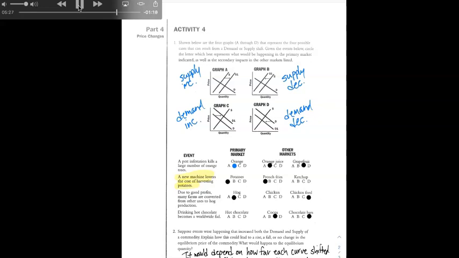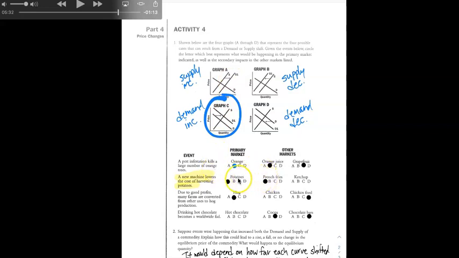Now let's look at a new machine lowering the cost of harvesting potatoes. Well, in the potato market, we are going to have an increase in the supply of potatoes. We have a change in technology here. It's become cheaper to produce potatoes. So that should cause the supply curve to shift to the right.